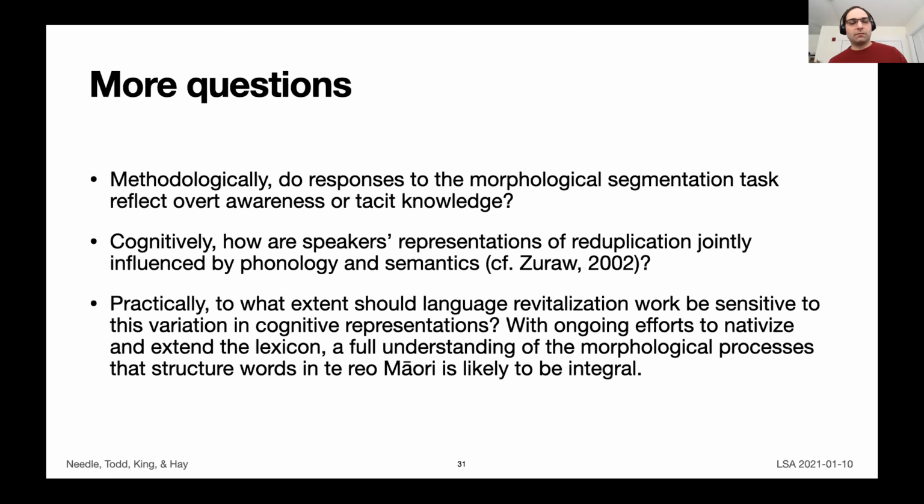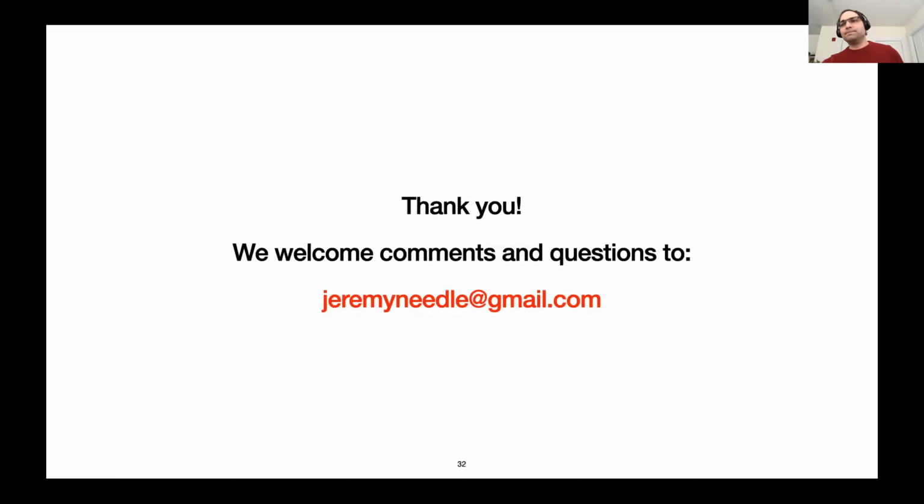And this leaves us with a variety of exciting questions in a couple of different areas. One of them is, do responses to the segmentation task reflect overt awareness or tacit knowledge? And then we also can ask, how are speakers' representations jointly influenced by phonology and semantics? And finally, to what extent should language revitalization work be sensitive to this variation we're seeing between these individuals? All right, and thank you so much.